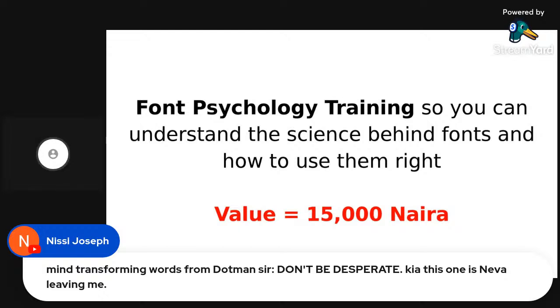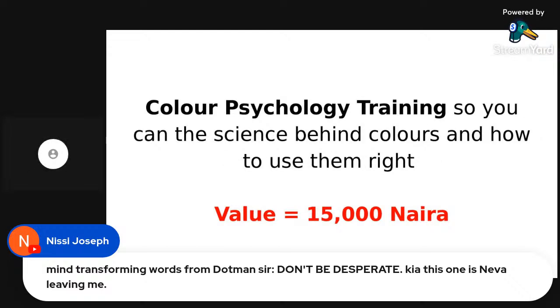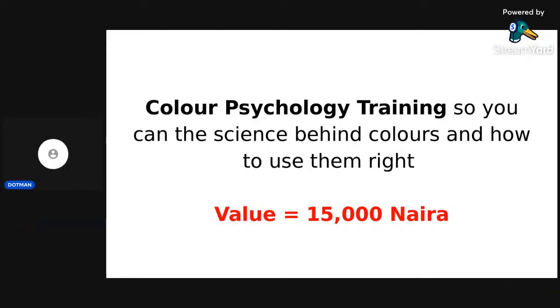I mean, font talks. Font has a language. Font has its own psychology, right? Descending to color. Now, these classes are valued 15K, right? Color psychology. Some people don't understand that the wrong usage of color can destroy your design, right?